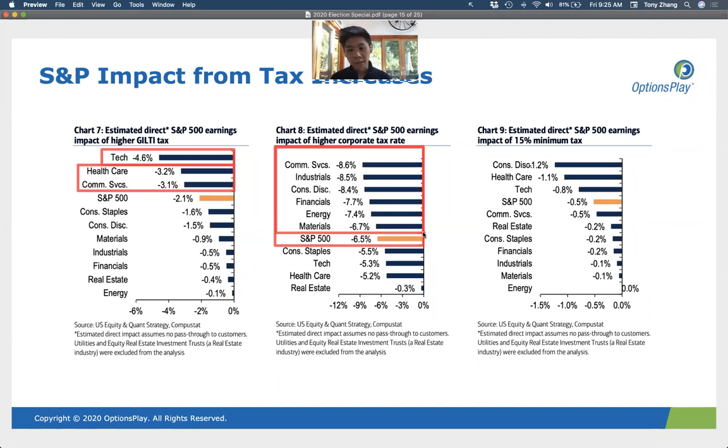Now, as far as the 15% minimum tax, that has a fairly minimal impact, predominantly around consumer discretionary, healthcare, and tech. So what you generally tend to see is that consumer discretionary and technology are going to be two of the industries that are impacted the most by these types of increases in taxes across S&P 500 names. So when we're looking at this, we can get a better sense for which sectors have the least amount of impact, and which ones have the largest impact.